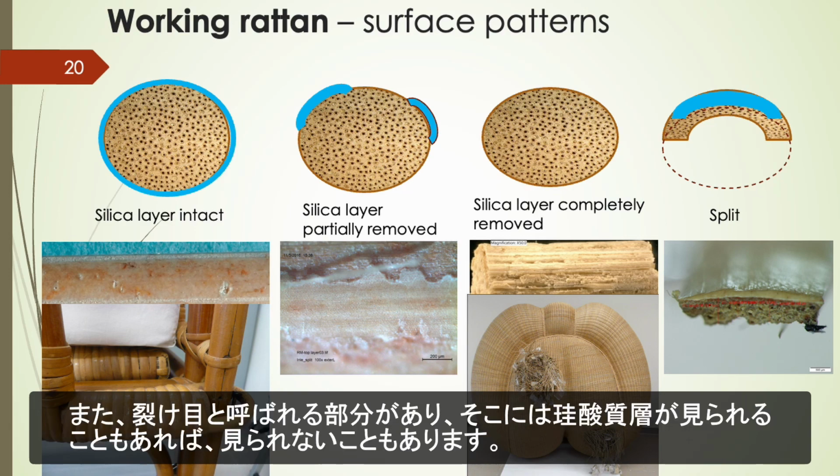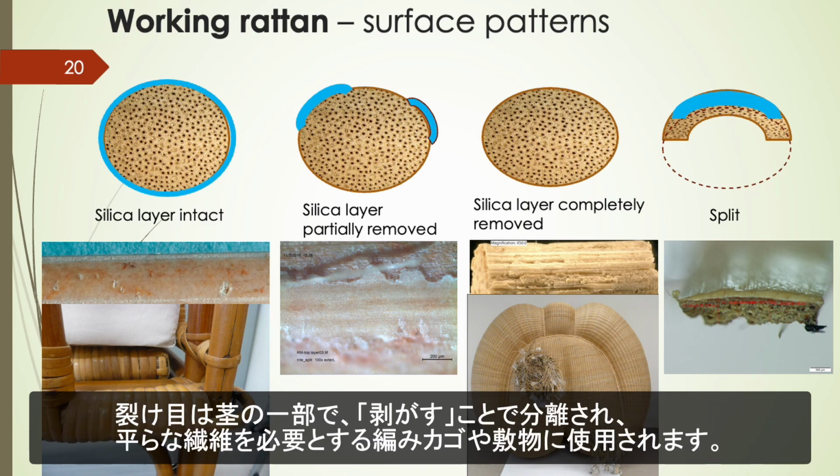There are also splits, which are only part of the stem, literally peeled off from the stem, and that is done when a flat type of fiber is necessary to plait a mat or basket. And silica on splits could be present on the entire surface, or in other combinations as fragments of silica, or sometimes is completely removed as well.